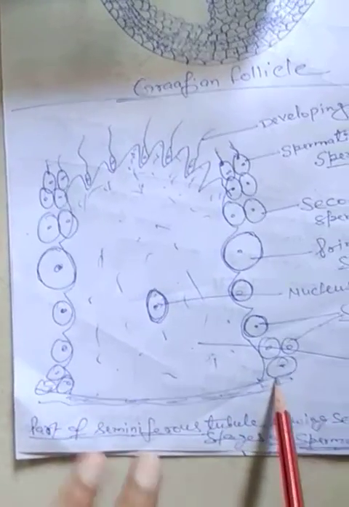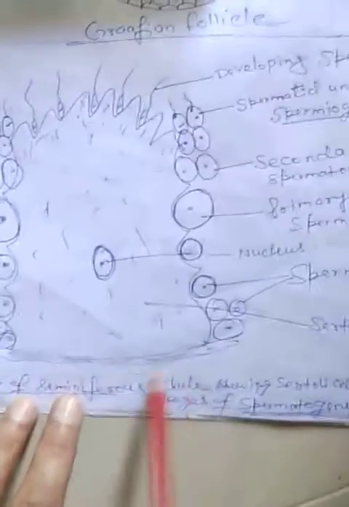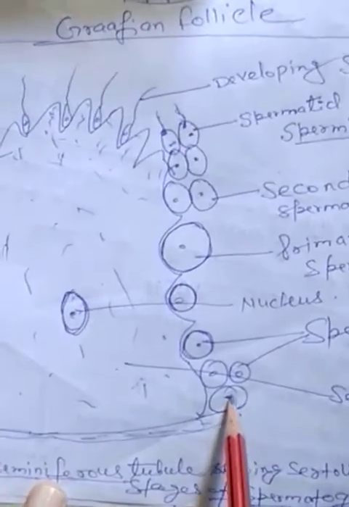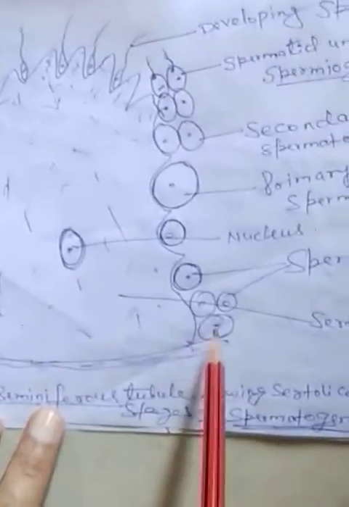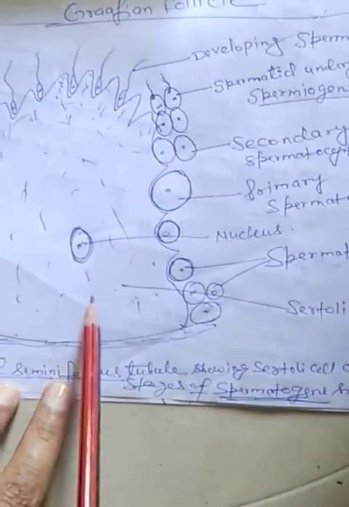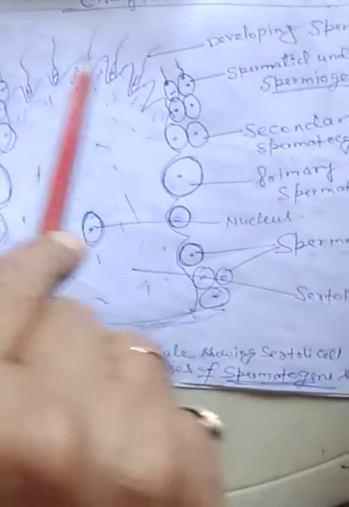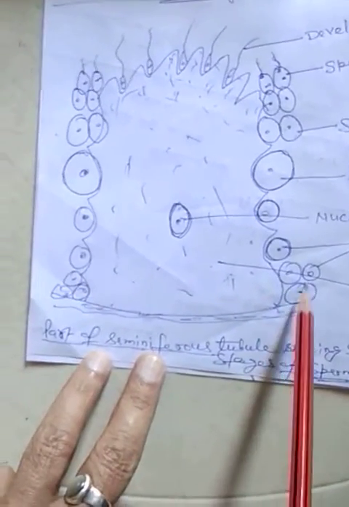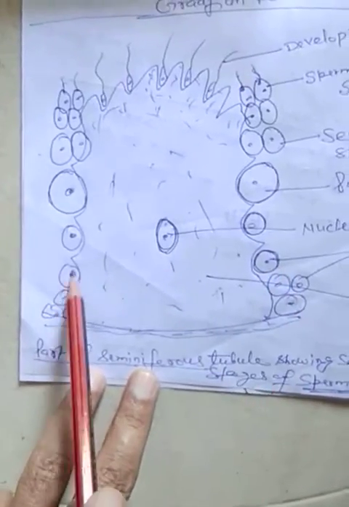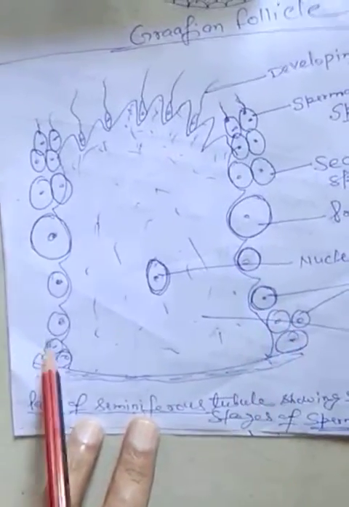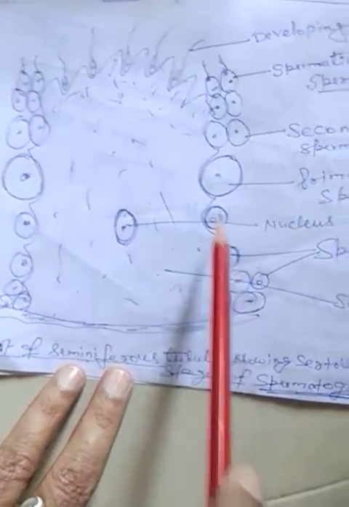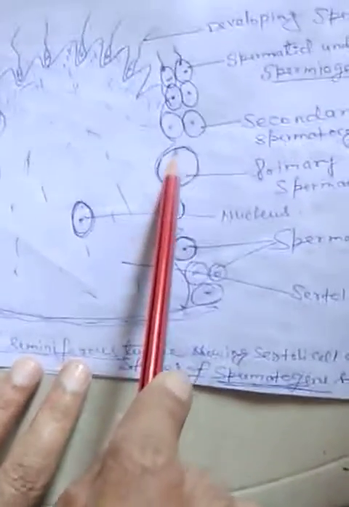Now the germinal epithelium is lined by the primary germ cells. These seminiferous tubules are lined by the germ cells and the Sertoli cells. So this is one Sertoli cell. Now these are the germ cells which divide to form many spermatogonia. These are the spermatogonia, and now the spermatogonia grow to form the primary spermatocytes.